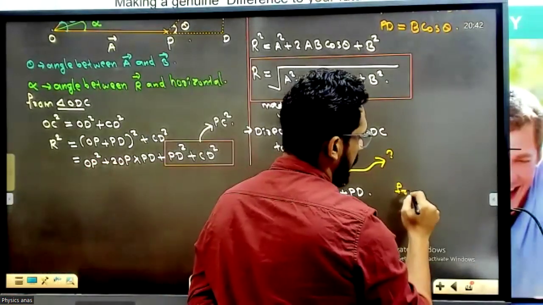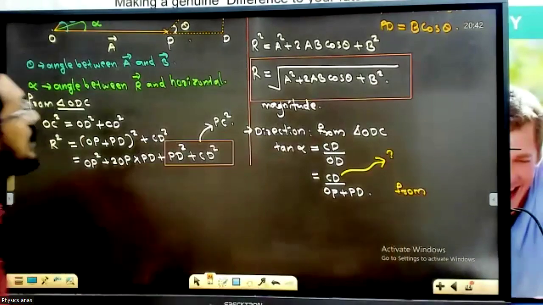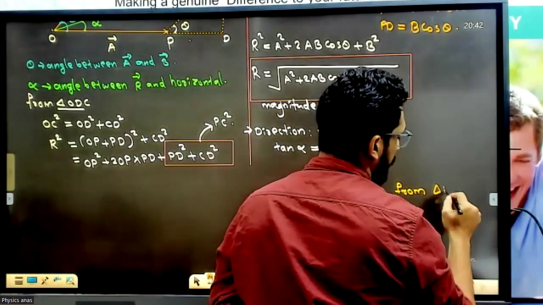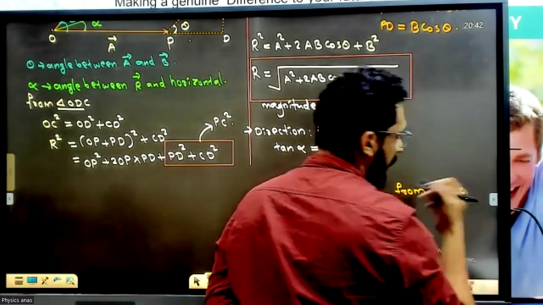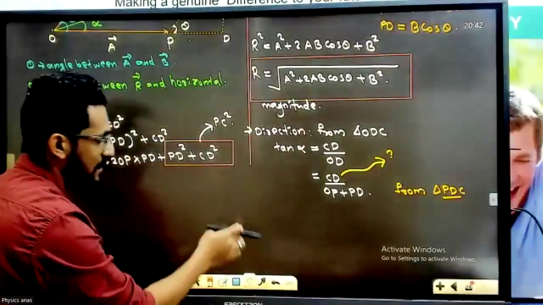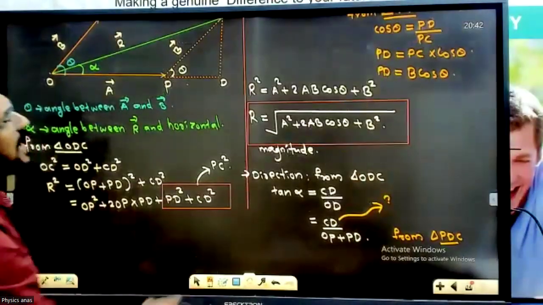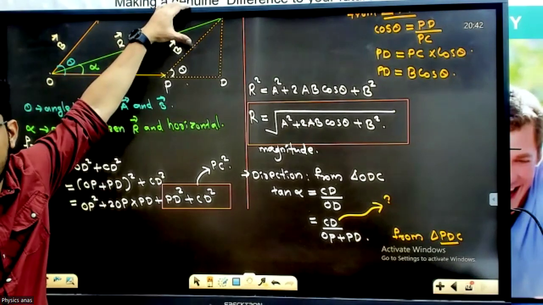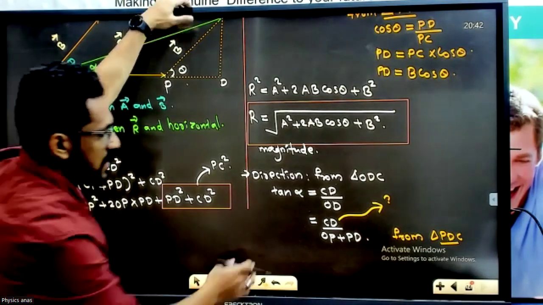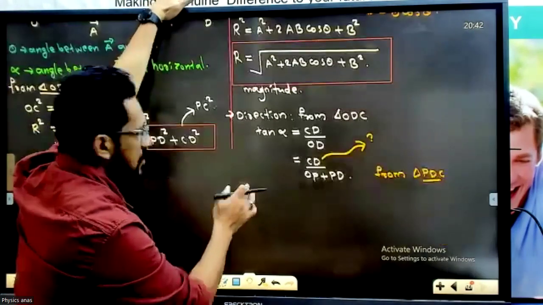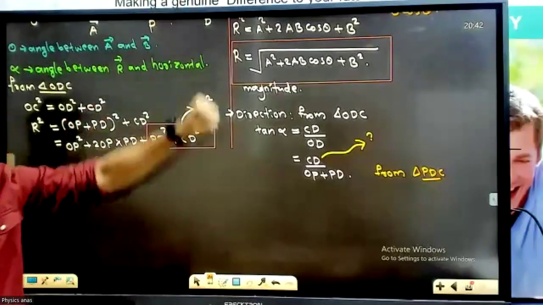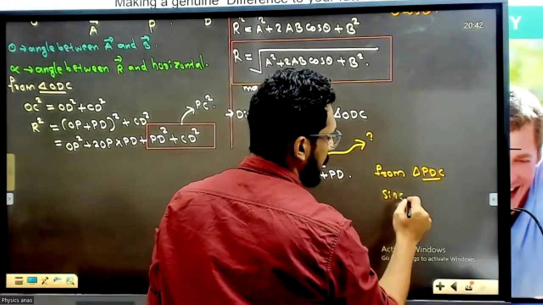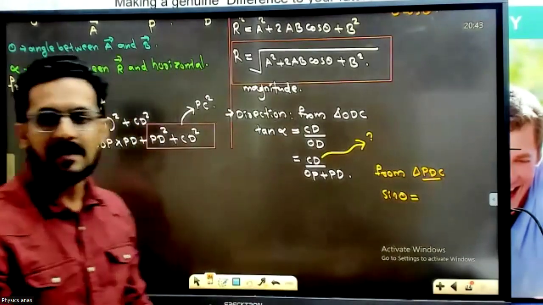And from which triangle? From triangle PDC. Which side do you need to find? Opposite side. In which identity, in the equation of which identity, do you have the opposite side? That's sine. That's why I can use sine. Sine theta is opposite side by hypotenuse.